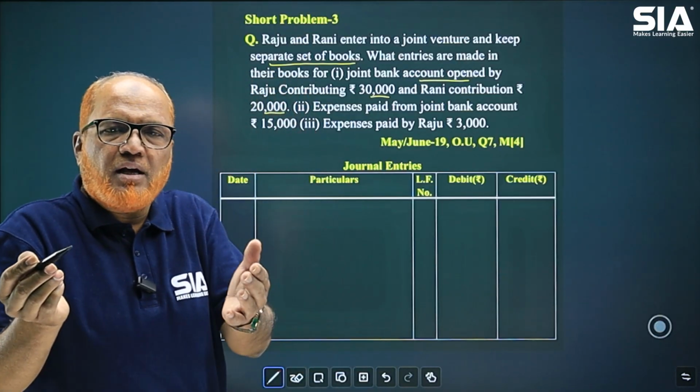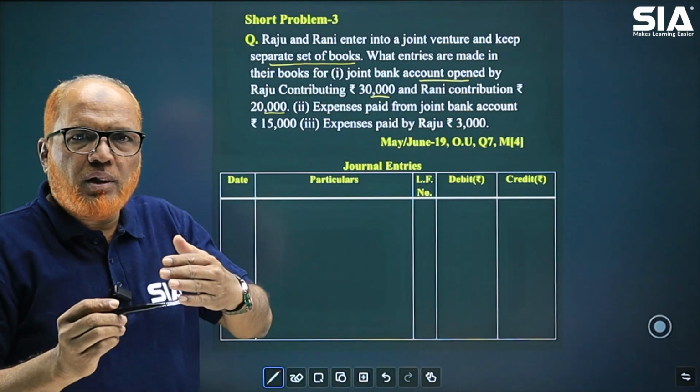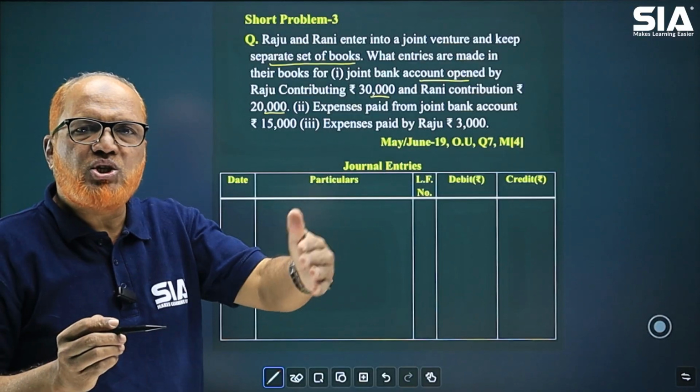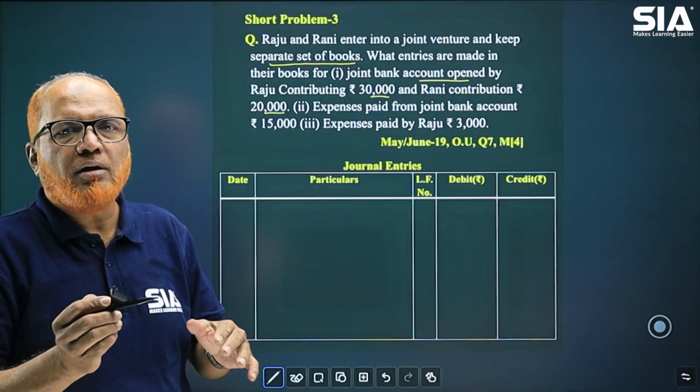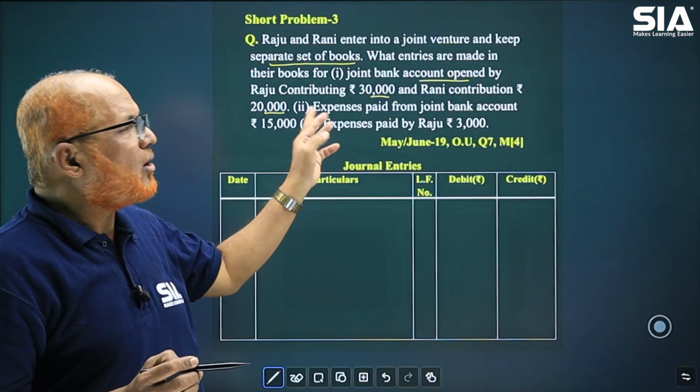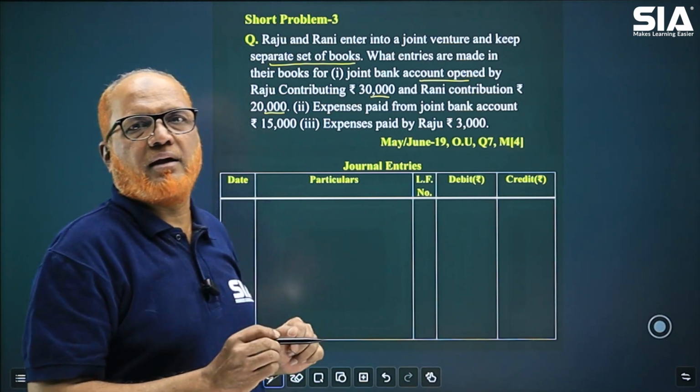So all the money coming in, that will be debited to joint bank account. And all the money which is going out from the venture, that will be credited to joint bank account. Here, Raju and Rani are contributing to bank account. So we debit the bank account.